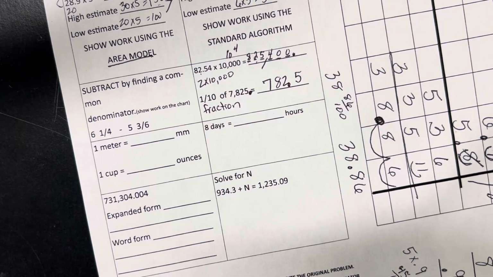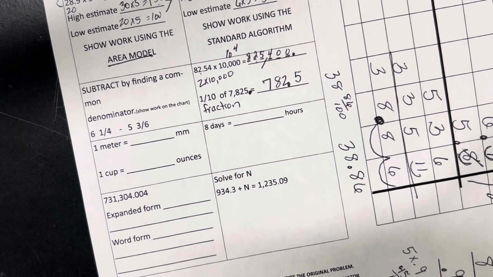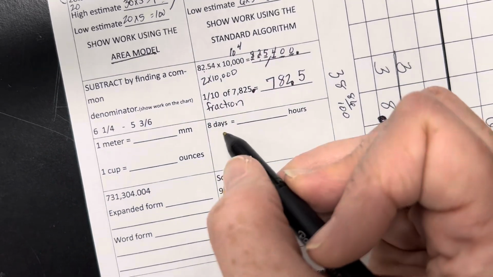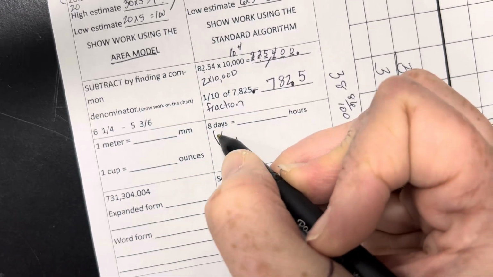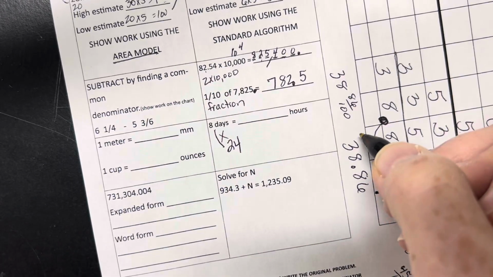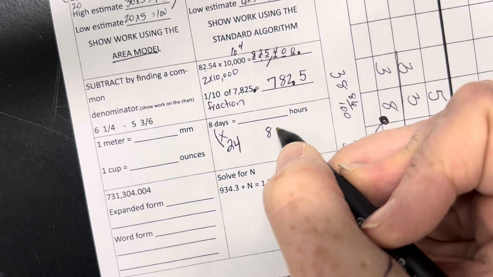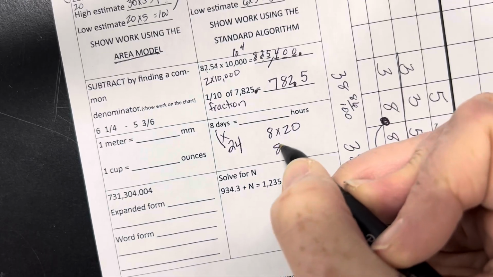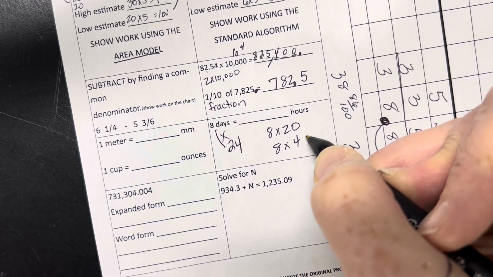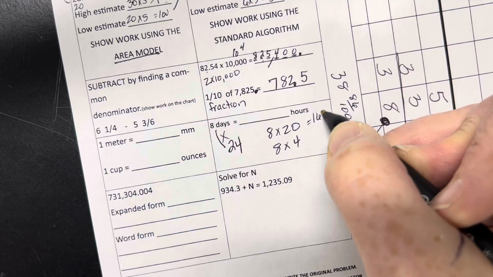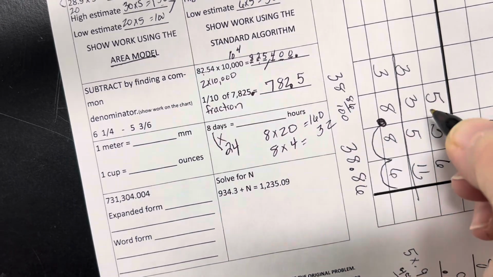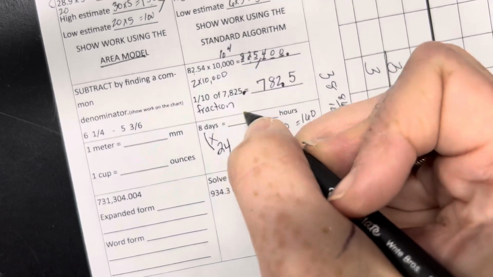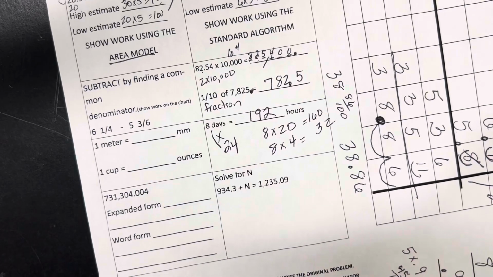Okay, days and hours. There are definitely not enough hours in a day. Have you guys ever heard that? I say it all the time. But there are 24 hours in a day. So I want 8 groups of 24. What if we did 8 groups of 20 and 8 groups of 4? We decomposed it. 160. And this would give me 32. If I put them back together, I have 192 hours.